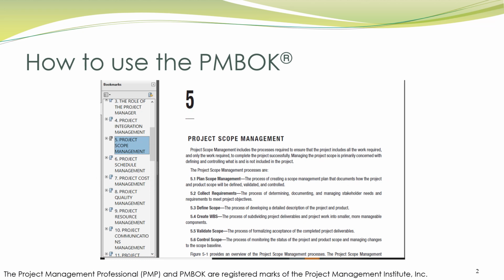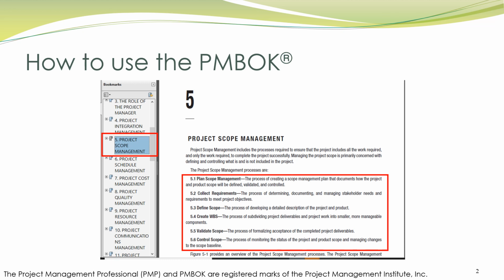Before we review these process interactions and interrelationships, let me show you where you can find these in the PMBOK, which is free to you once you join PMI. The PMBOK is organized by process category. Here you can see we are looking at scope management. You can scroll down the bookmark sidebar to find any of the process categories. The first page will always be a listing of the processes within that category. The quick summary of each process can be useful to view.